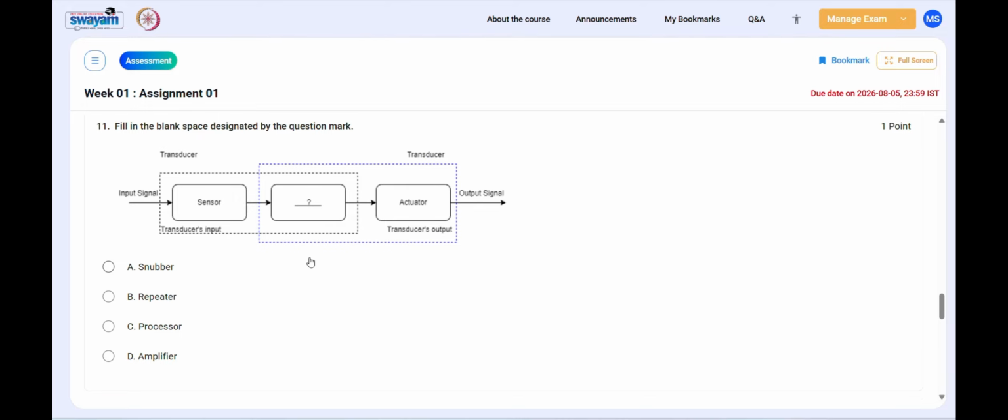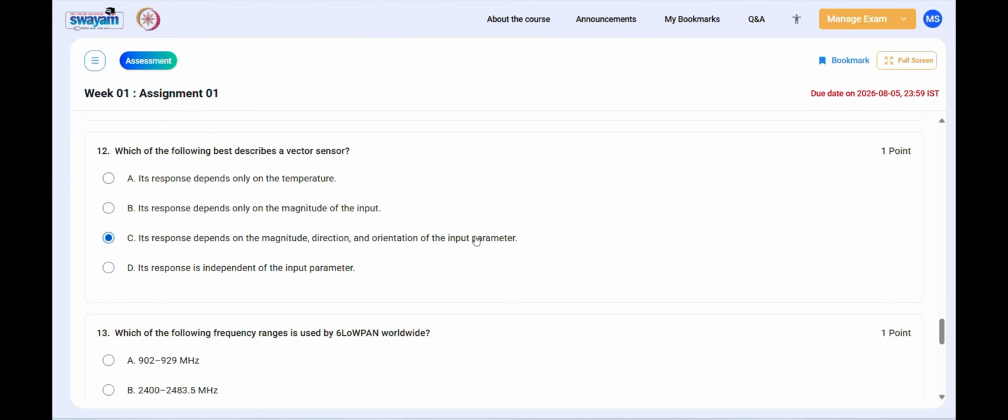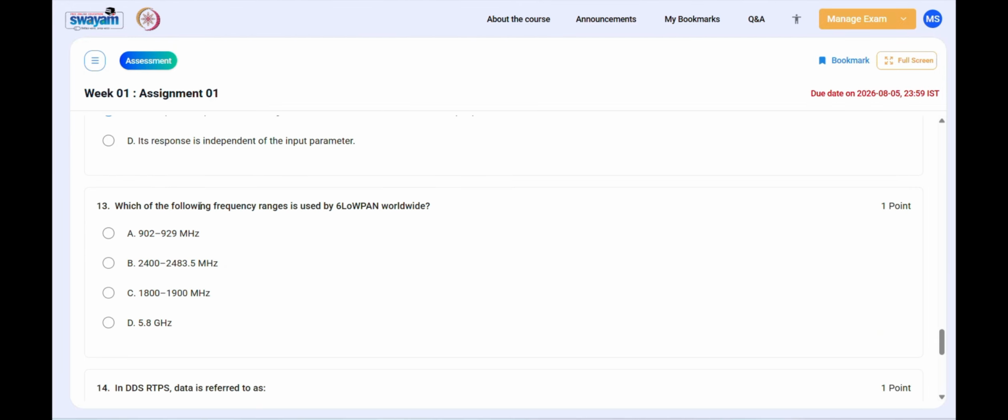And then question 12. Now question 12 is, which of the following best describes a vector sensor? So the best description of a vector sensor is option C: its response depends on the magnitude and direction.